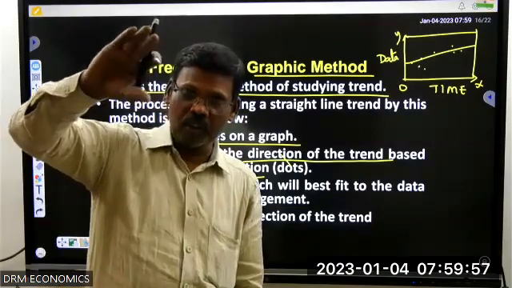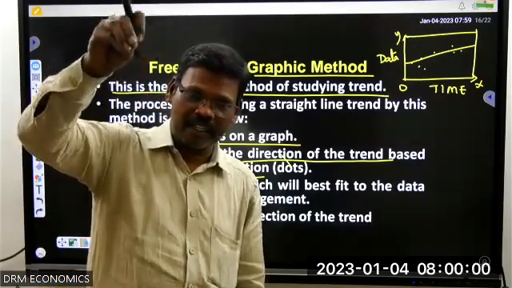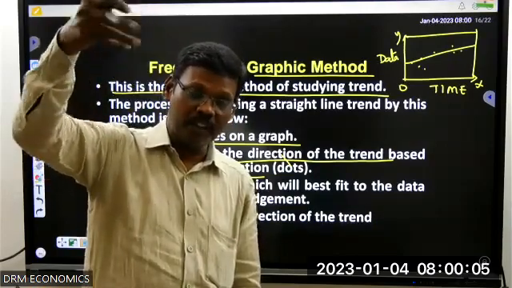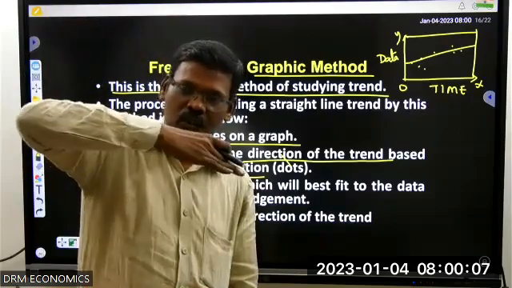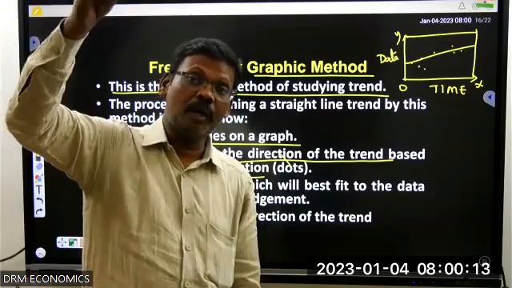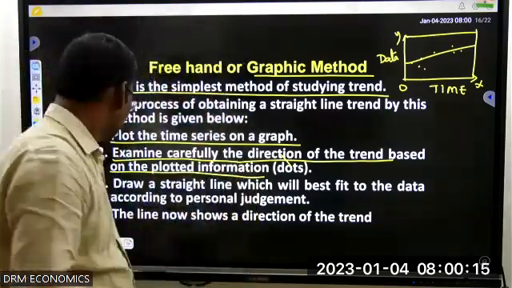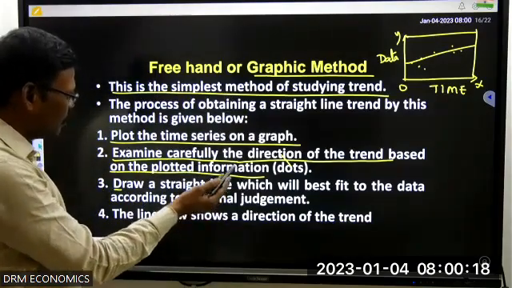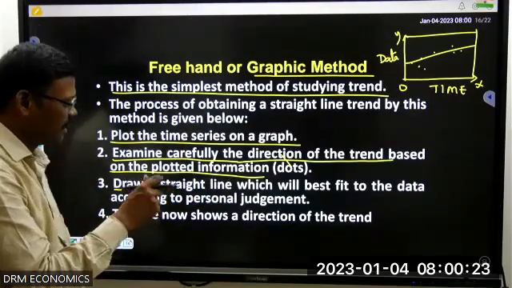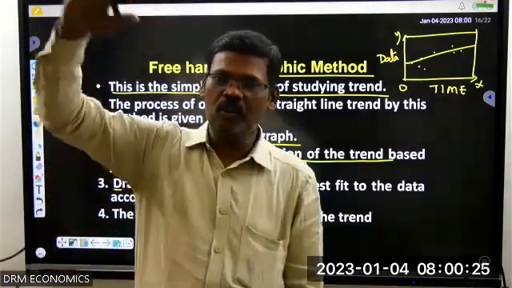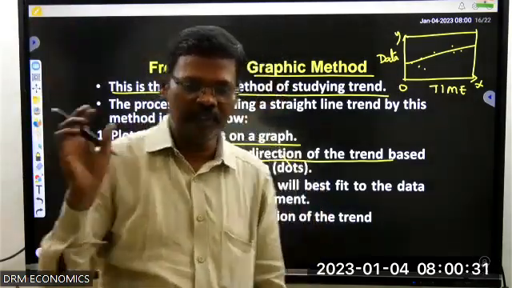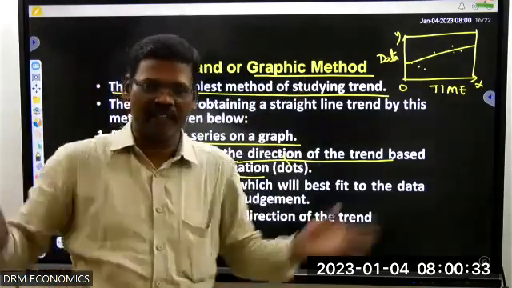So first after representing the data in the graph, you observe the direction of the data, which direction it is going. Based on that observation, you draw one straight line, based on your personal judgment. Draw a straight line which will be the best fit to the data according to the personal judgment. The line now shows the direction of the trend. So the line will be either upward slope or downward slope or straight line, whatever it may be. That is the graphic method. So that's why it is called a free hand method.